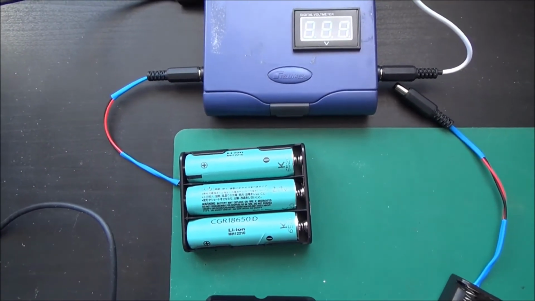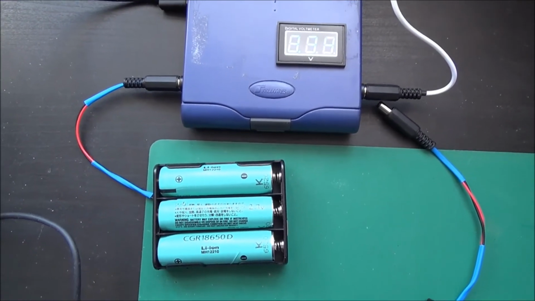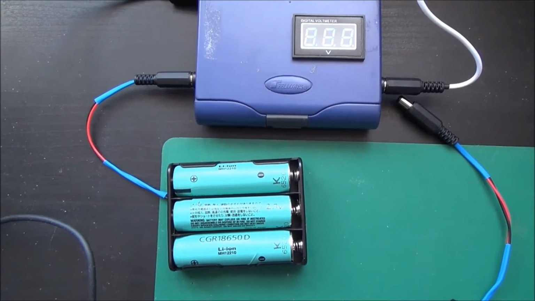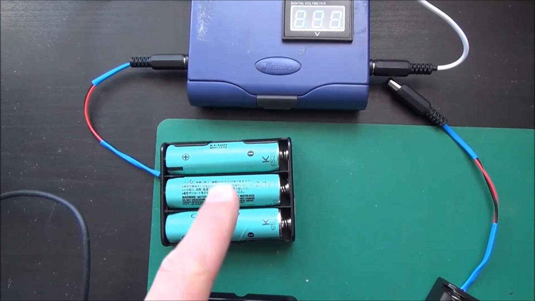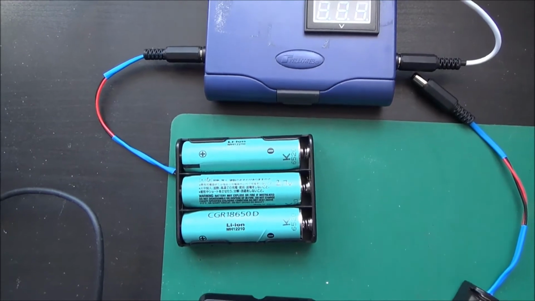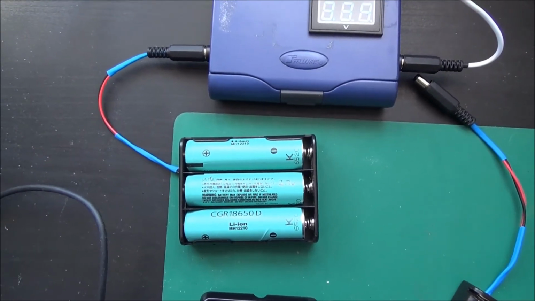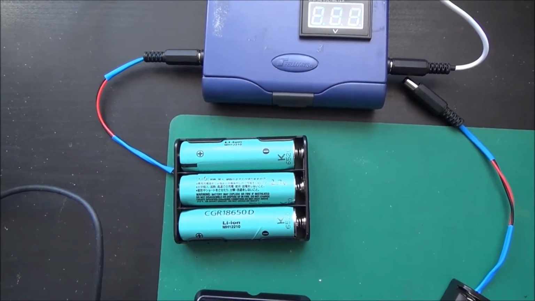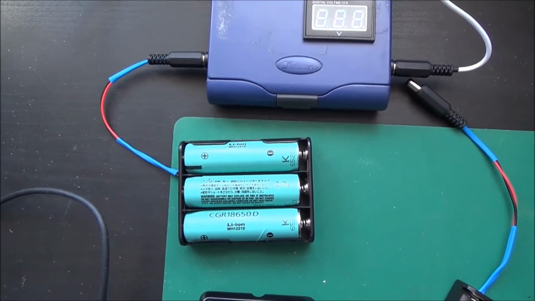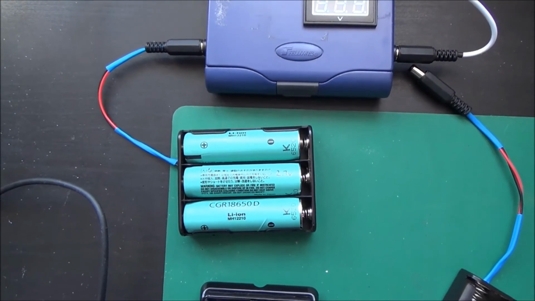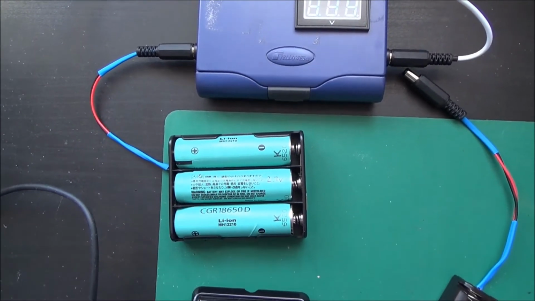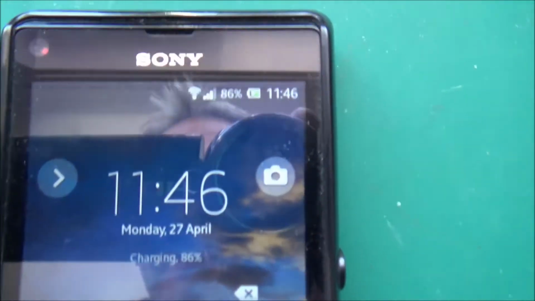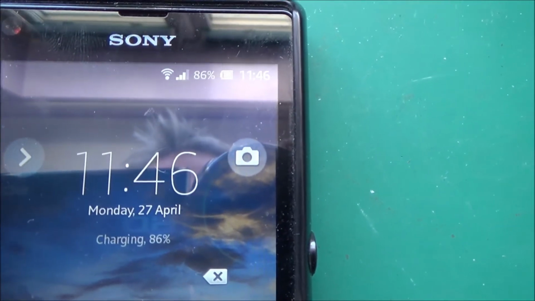Now I know for you purists out there, it's not the ideal way of charging batteries. They should be balanced and all that kind of stuff, but I'm only using them for torches and I didn't pay much for them, so I'm not bothered if they go duff at the end of, you know, a few years of charging, I don't know. But for now, they seem to be working. So there, I'm charging those batteries, and I'm also, if you can see that, charging my phone.